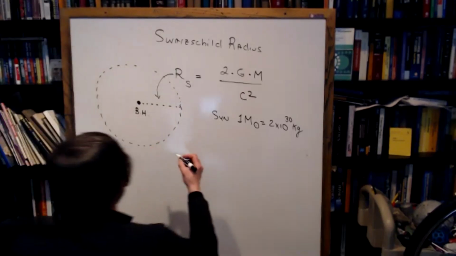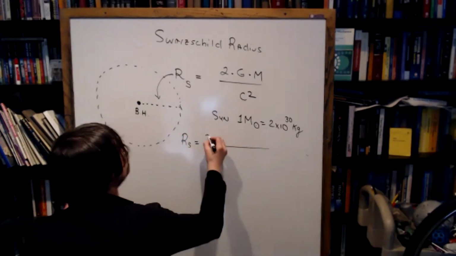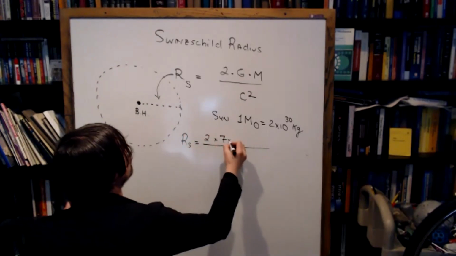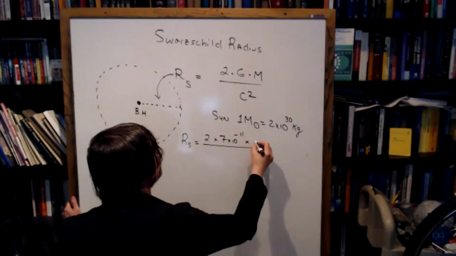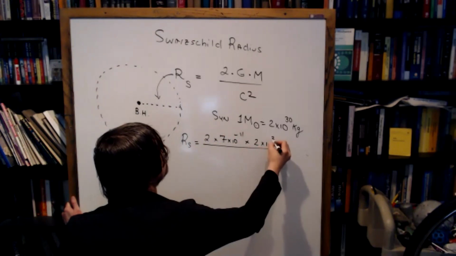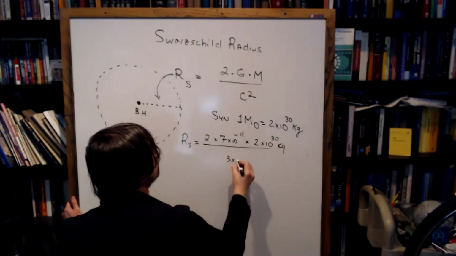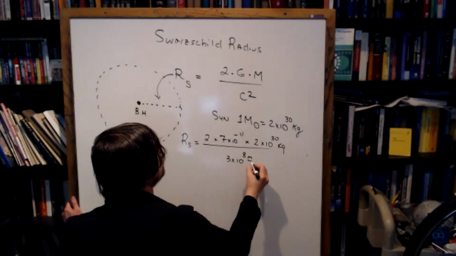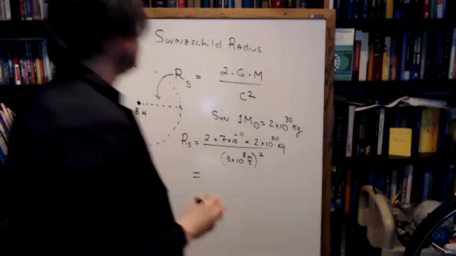Why don't we plug in those values as a quick little sample? 2 times 7 times 10 to the minus 11 will work in MKS units, times 2 times 10 to the 30 kilograms, divided by 3 times 10 to the 8 meters per second squared.